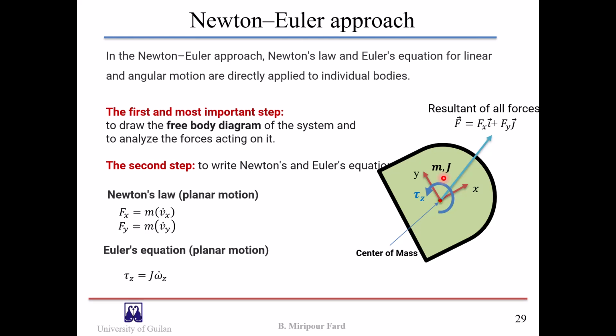in the x direction. In the direction of y, the equations are similar, and the Euler equation is written for this rigid body, as you can see here, in which tau z is the result of all torques around the z-axis passing through the center of mass. Here is the center of mass of this body, and J is the moment of inertia around the z axis, and here omega dot z is the angular acceleration.